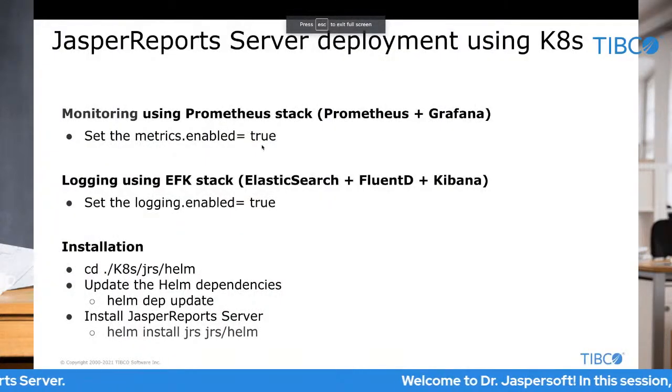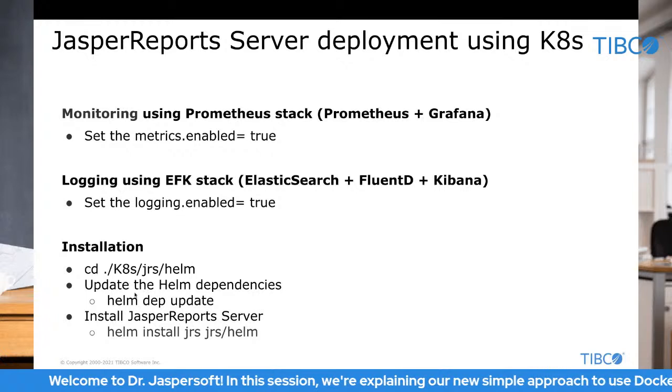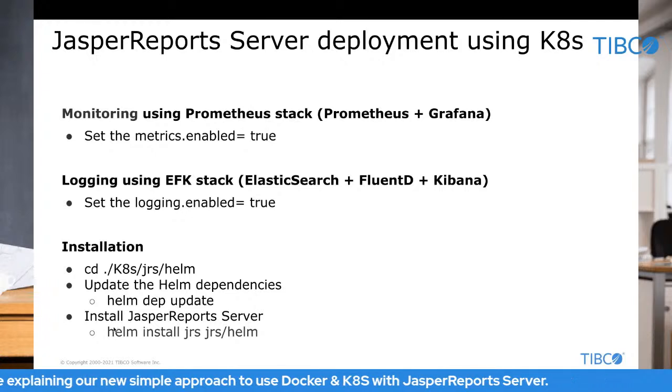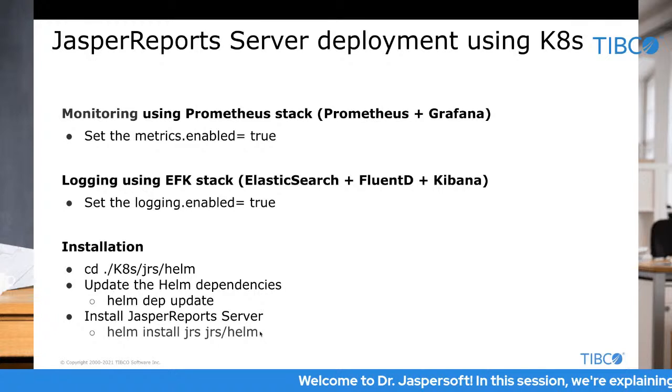So once you have made modifications to your values.yaml file, we need to make sure that we update the Helm dependencies. To do that, just simply run the helm dep update command. It will update the dependencies, and then you're good to go with the installation of Jasper Reports Server. So simply run helm install JRS slash helm command, and it will install your JRS on the cluster.